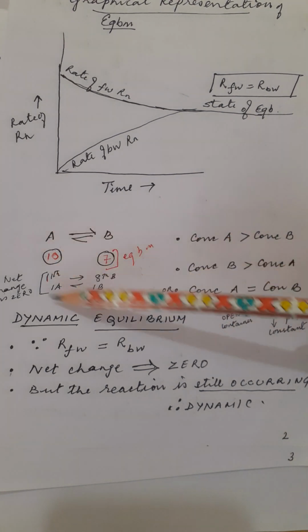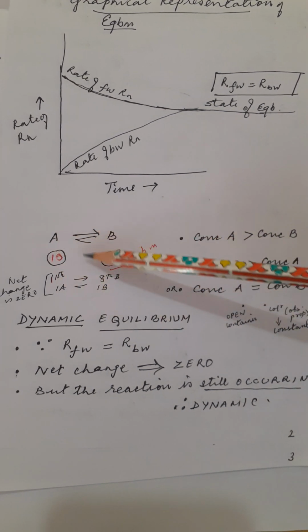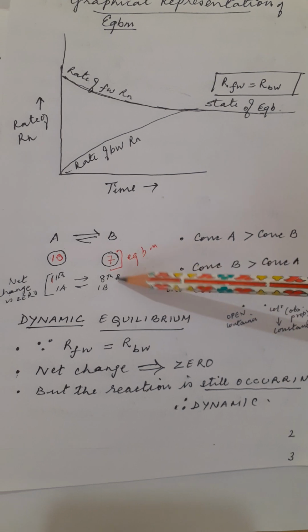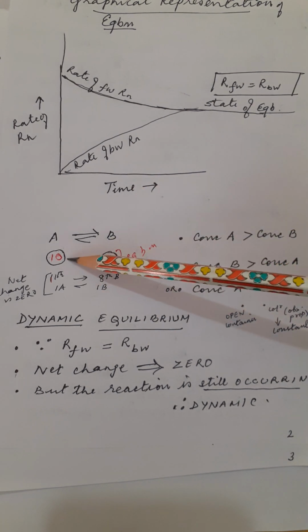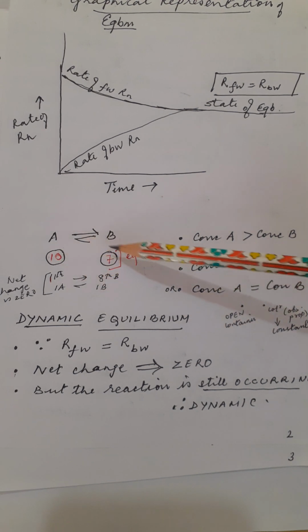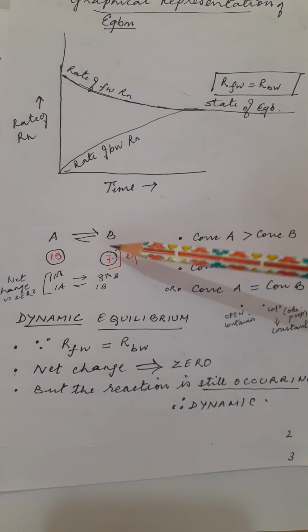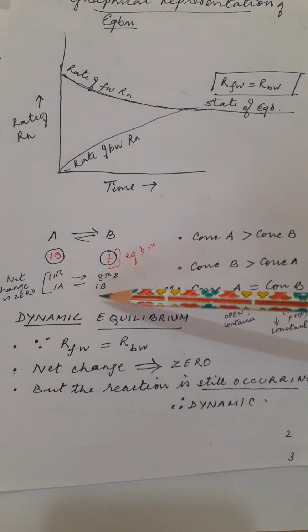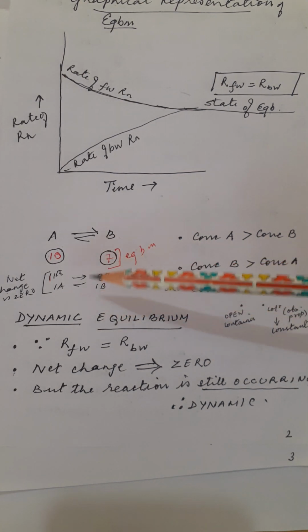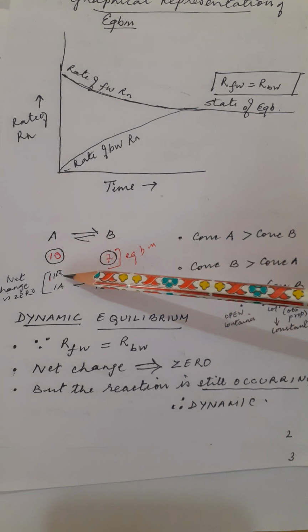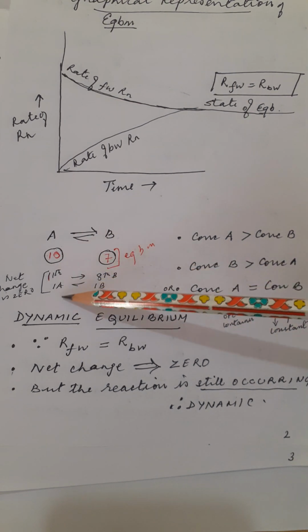If we look at the equilibrium status that we have just understood, we find that once the equilibrium has been attained, there is no change in the concentration of the two components under study. But that does not mean the process is not undergoing any change. There is a change. A is still changing to B and B is still changing to A.